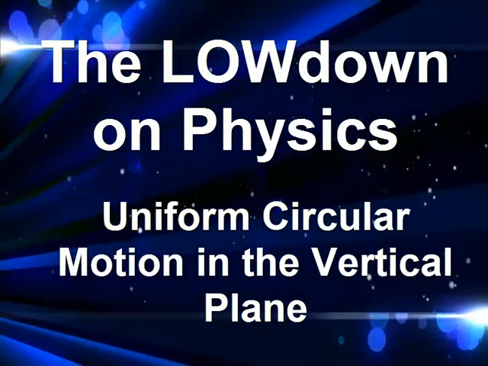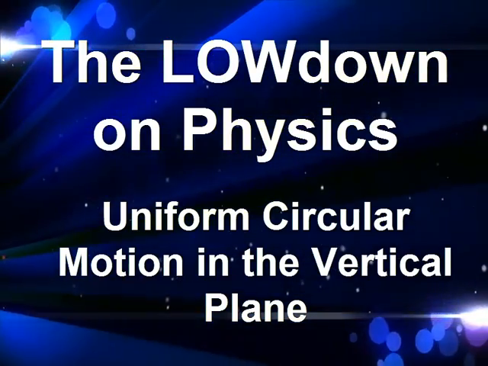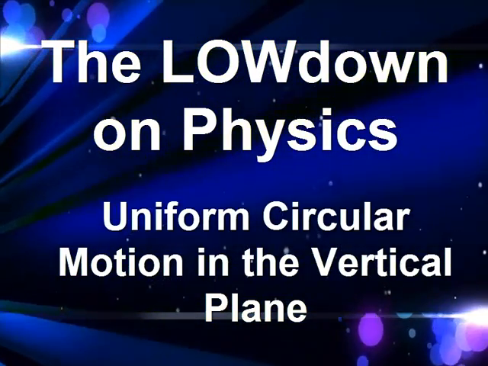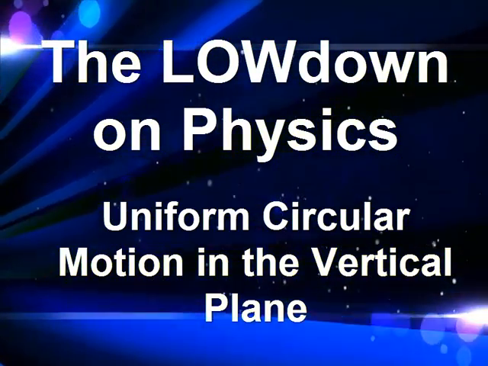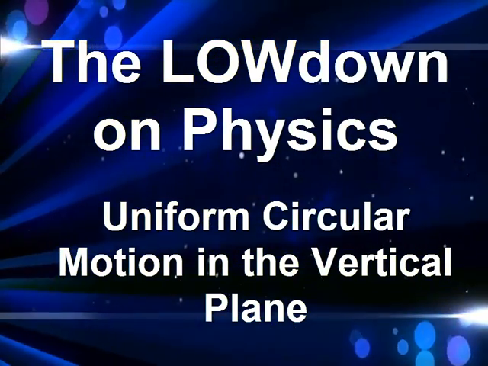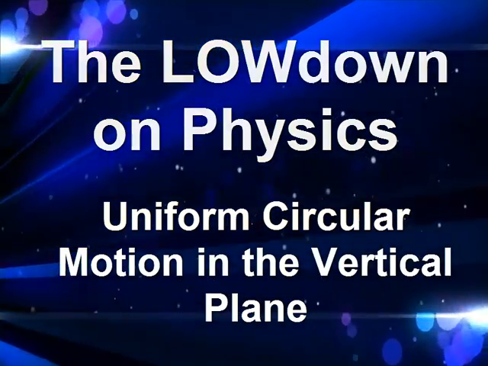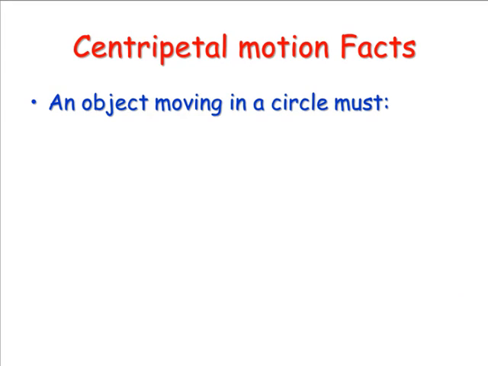This is Screencast 9.3 in a series on motion in 1 and 2 dimensions for Unit 3 BCE Physics. Today we're looking at uniform circular motion in the vertical plane. Before we continue, I'd like to just recall a few things about centripetal motion.